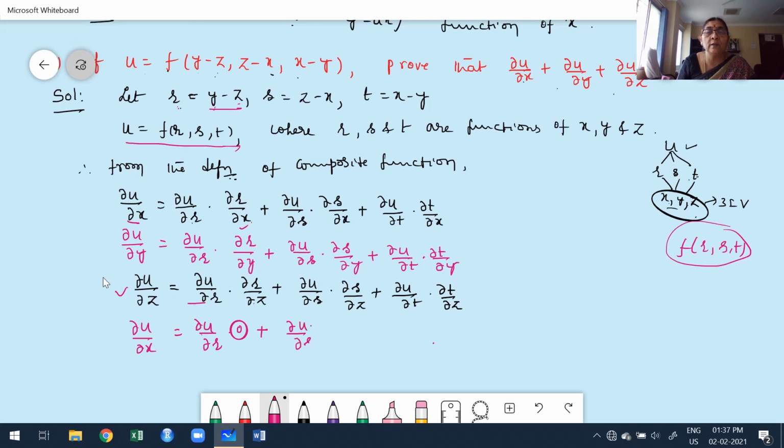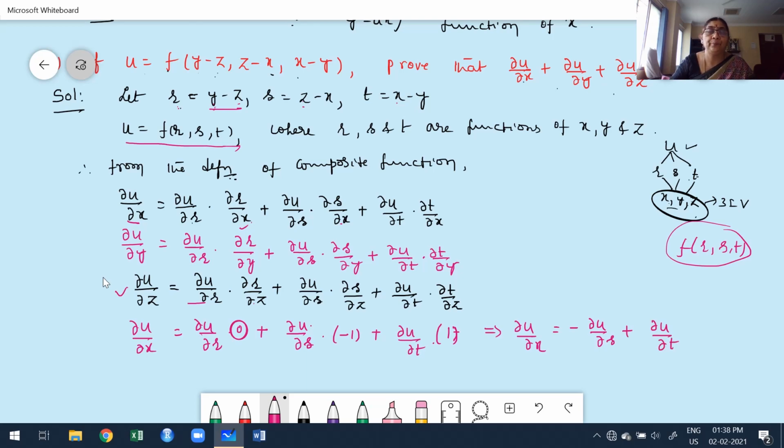Sorry. With respect to X, first I have to find out ∂U/∂S, leave it as itself, into ∂S/∂X, because we are finding ∂U/∂X. What is ∂S/∂X? With respect to X, that is constant 0 minus 1, the derivative of X with respect to X. ∂U/∂T into ∂T/∂X, with respect to X, 1 minus 0, because Y is constant. Therefore, we get 1. Okay, fine. Now, once you simplify that, ∂U/∂X is nothing but minus ∂U/∂S plus ∂U/∂T.